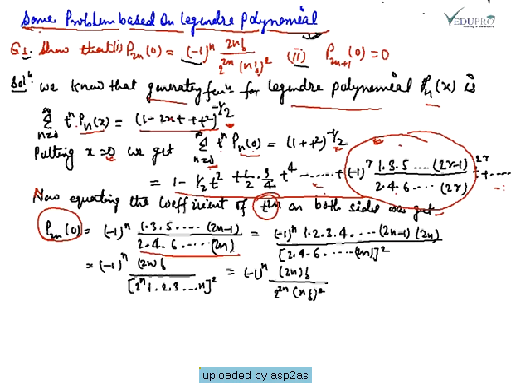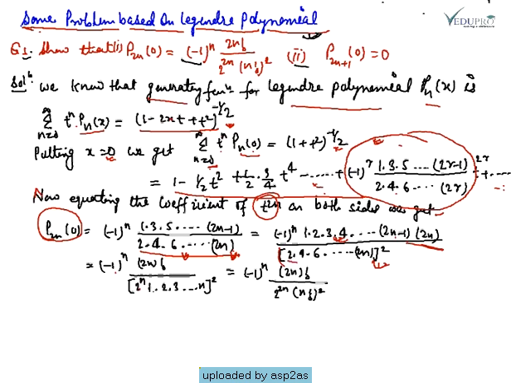Now, to bring it into factorial form, we multiply numerator and denominator by the same 2·4·6···2n. So we will get after multiplying (-1)^n (1·2·3·4···(2n-1)(2n)) upon, because in the denominator we have multiplied by the same, the whole square of (2·4·6···2n). Now (-1)^n, this one is (2n)!, factorial of 2n, and in the denominator we have 2^n (1·2·3···n) whole square.